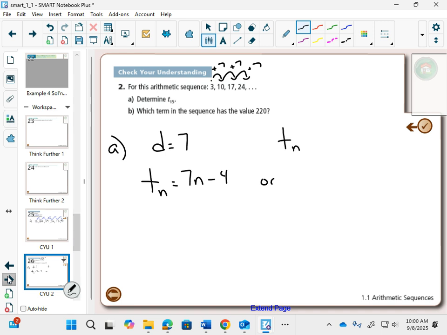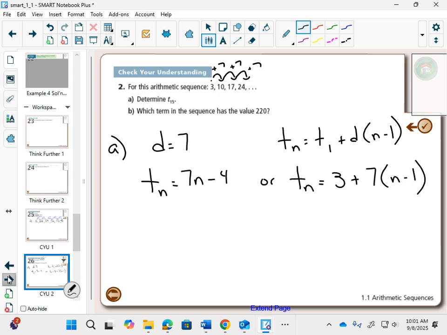Or you can look at your formula sheet, and from that formula at the top of the page, you have the general term, and then you can just plug in the things as you know them. A lot of people like the formula sheet because it's a little bit less thinking, right? You're just plugging things in. What's term 1? It's 3. What's the common difference? It's 7. And then you have the formula that way as well.